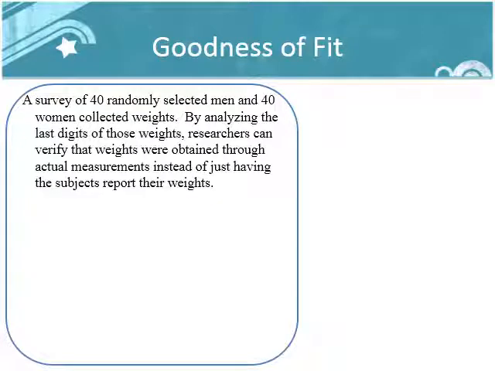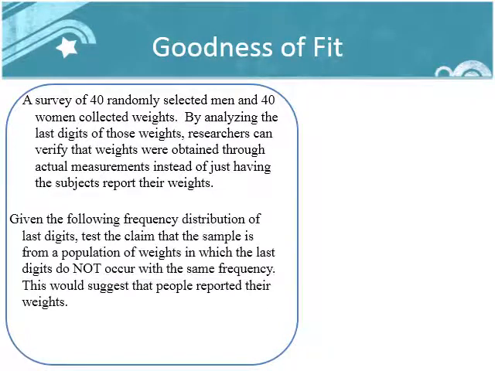A survey of 40 randomly selected men and 40 women collected weights. By analyzing the last digit of those weights, researchers can verify that the weights were obtained through actual measurements instead of just having the subjects report their weights. Given the following frequency distribution of last digits, test the claim that the sample is from a population of weights in which the last digits do not occur with the same frequency. This would suggest that people report their weights.